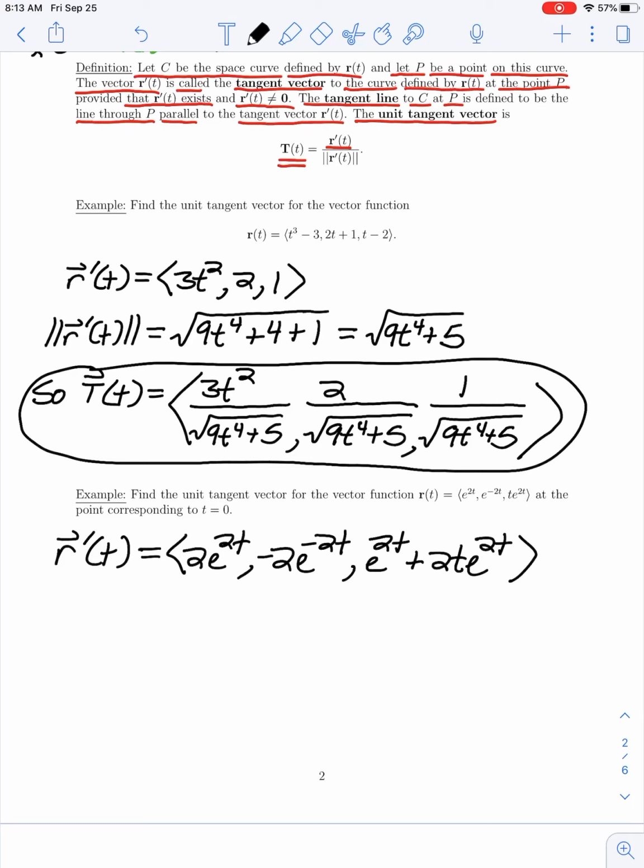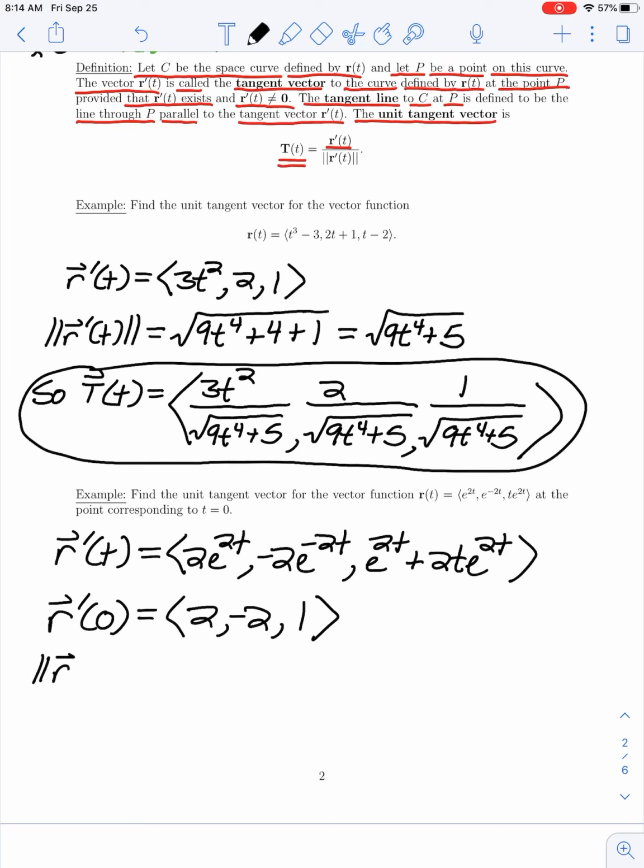And we're interested in this example for the unit tangent vector at the point corresponding to t equals 0. So let's find first the tangent vector at the point of interest, that is the point corresponding to t equals 0. So substituting 0 into our tangent vector, we have 2, negative 2, and 1 for this tangent vector. But we were asked for a unit tangent vector for this function at that point. So once we have our tangent vector, we need to normalize it by dividing this vector by its magnitude.